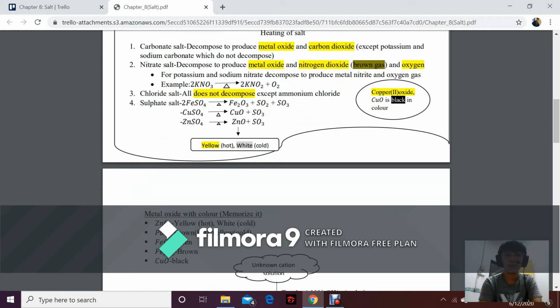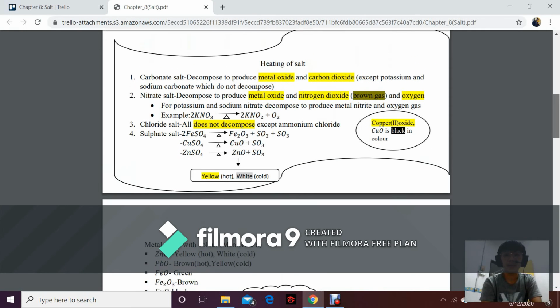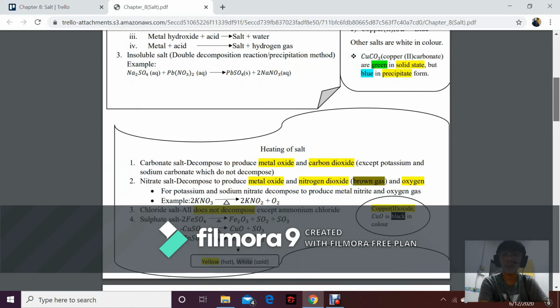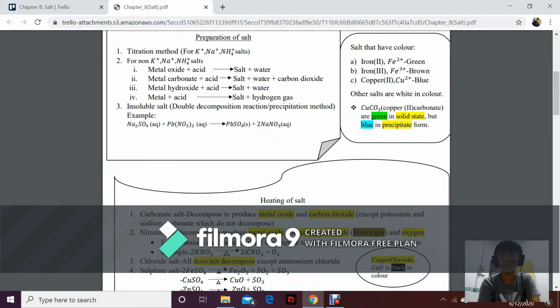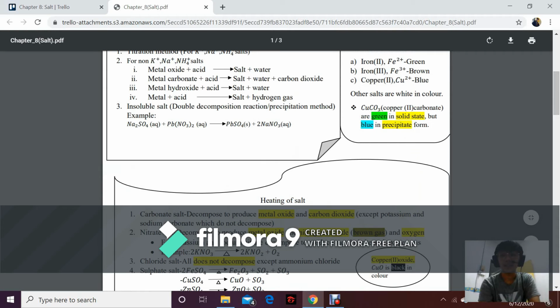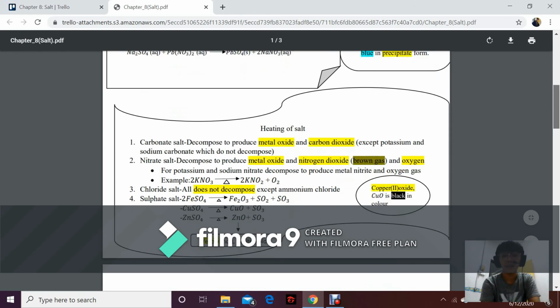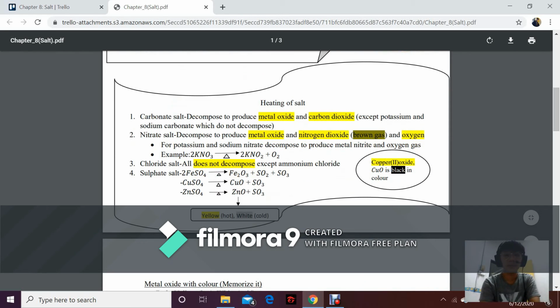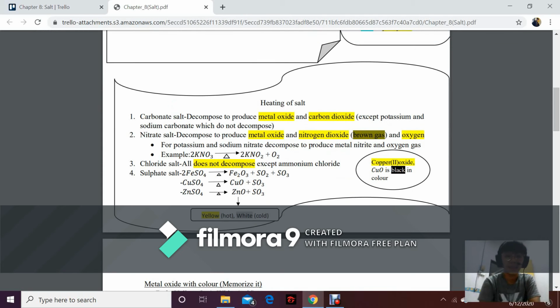Then we move to the sulfate salt. Just now I said the transition metals have color. This iron 2 plus, iron 3 plus, copper 2 plus all have color. For here, if you heat, I give the example of only these three. If you heat the iron sulfate, you will produce iron oxide and sulfur dioxide, and also sulfur trioxide.